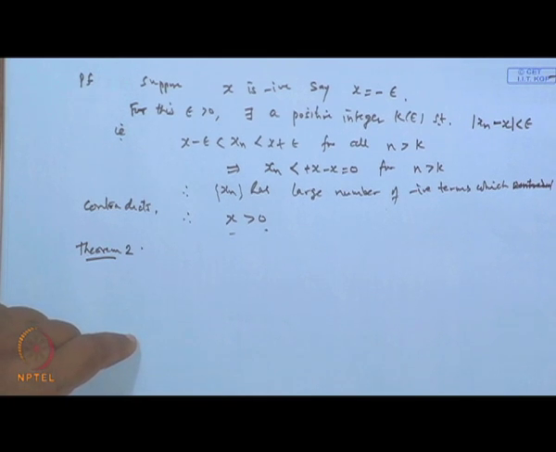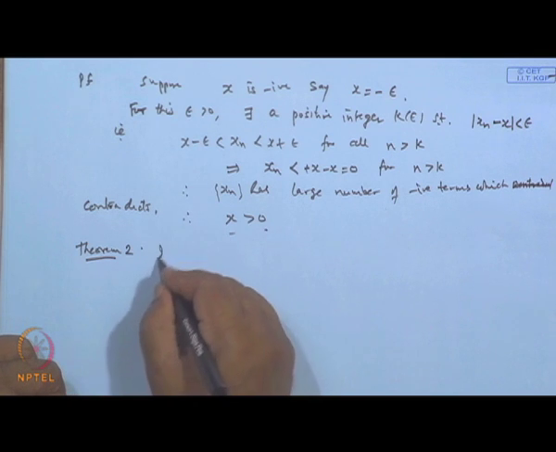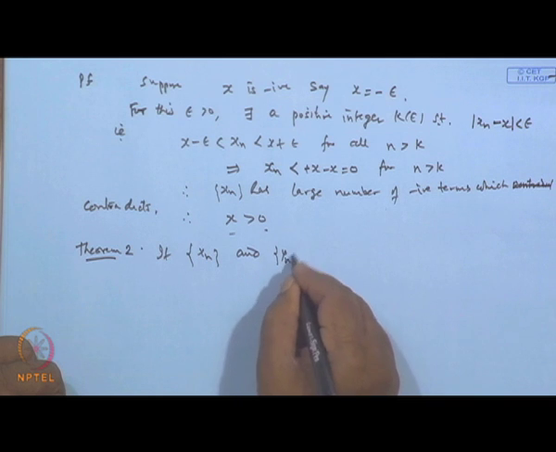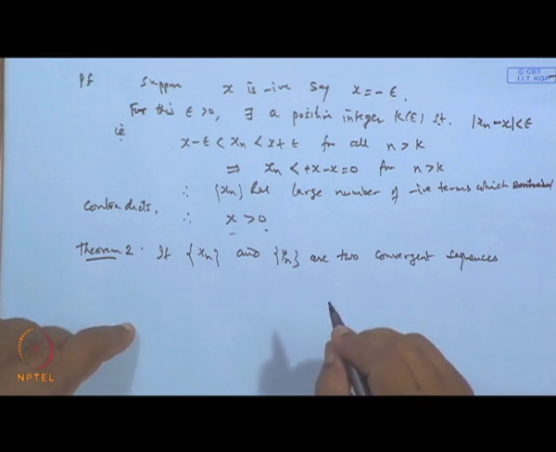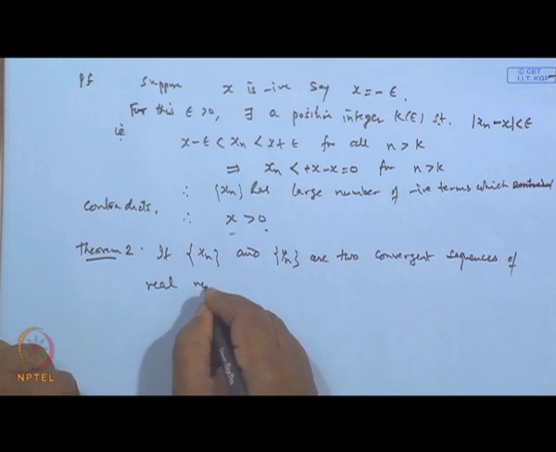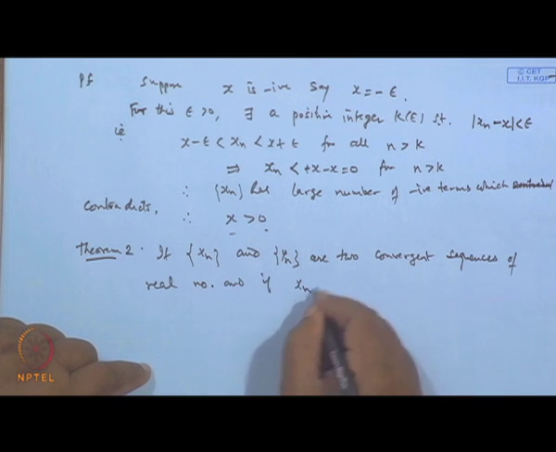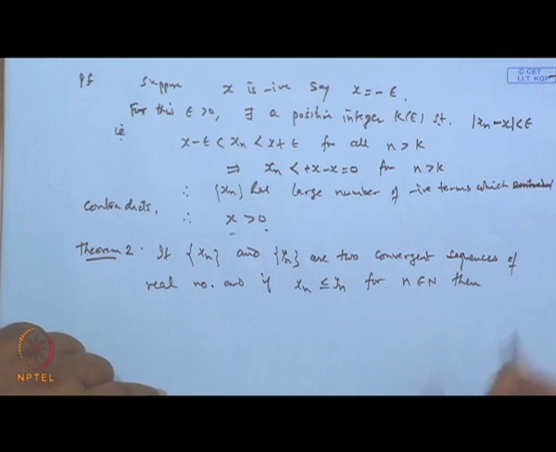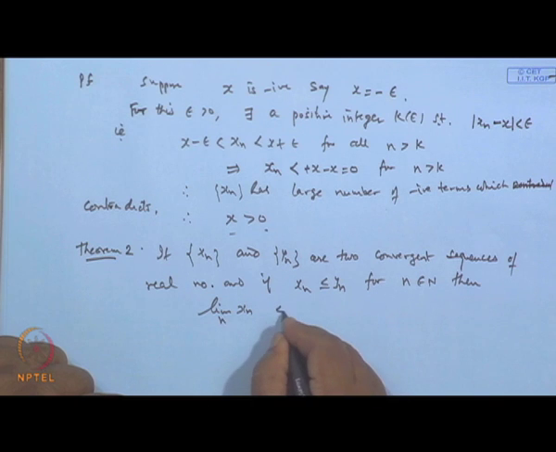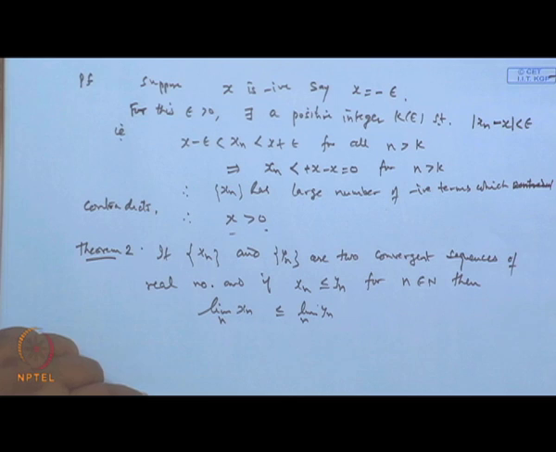Then another result, two, says: if xn and yn are two convergent sequences of real numbers, and if xn is less than or equal to yn for all n belonging to the natural numbers, then the limit will also follow the same inequality. The limit of xn is also less than or equal to the limit of yn. Similarly, for the sandwich theorem which we have shown earlier: if xn and yn are two sequences and zn is a sequence which lies between xn and yn, and if xn and yn converge to the same limit, then zn will also.